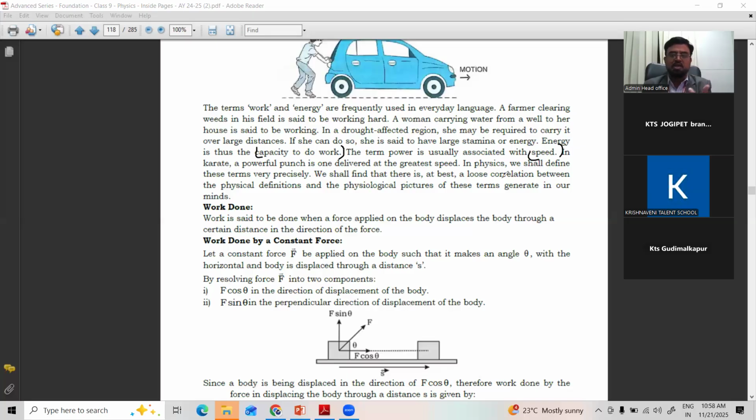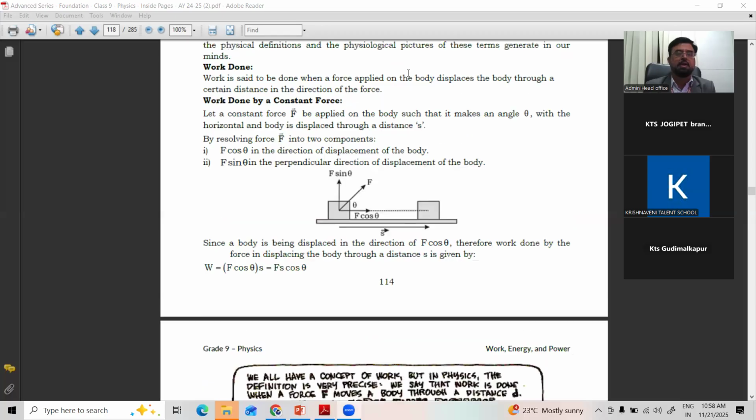See, work, energy, power. Work: the body is displaced. Energy is how much capacity you have to do the work. Power is how fast you do the work. Clear? Right? All three terms, work, power and energy, are interrelated. Clear? This is just a basic introduction to this chapter. Now we move on. We'll discuss in depth what work exactly is, what energy is, and what power is, and their types.